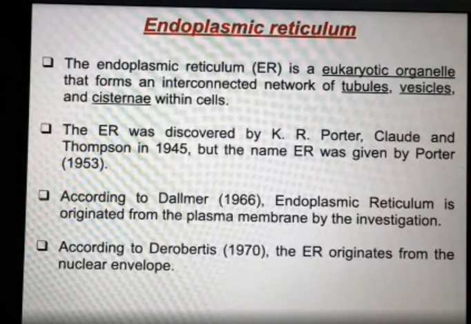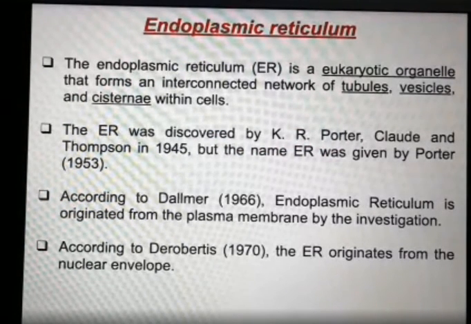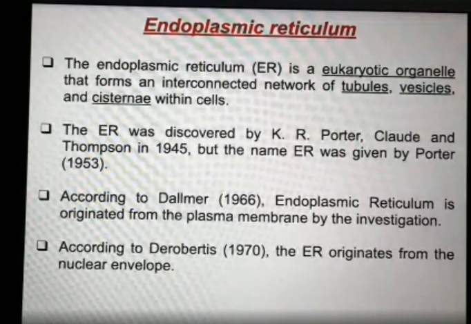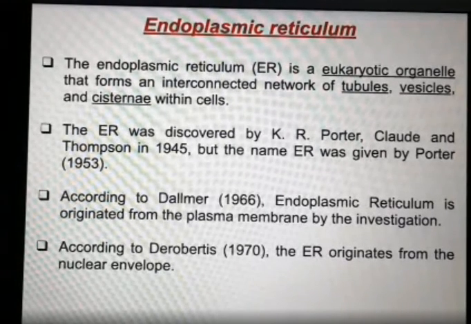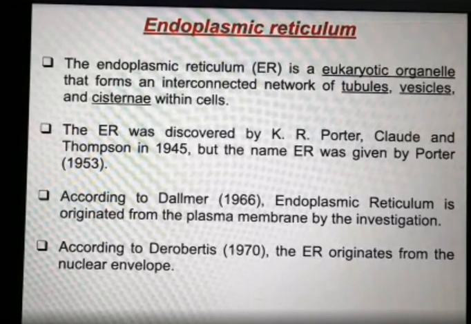The endoplasmic reticulum, denoted by ER, is a eukaryotic organelle that forms interconnected networks of tubules, vesicles, and cisternae within the cell. The endoplasmic reticulum was discovered by K.R. Porter, Claude, and Thompson in 1945, but the name was given by Porter in 1953.